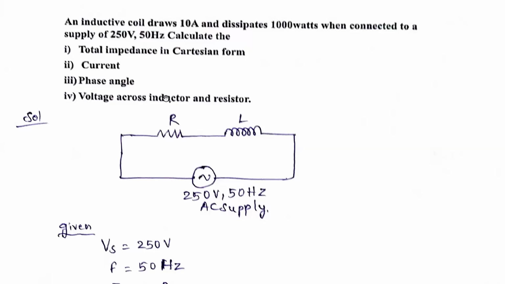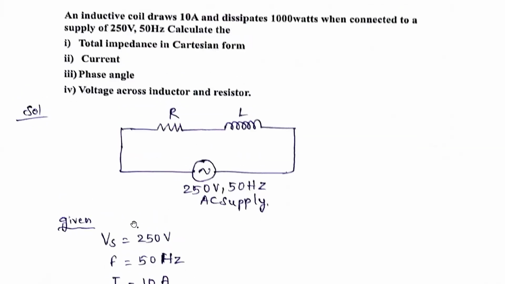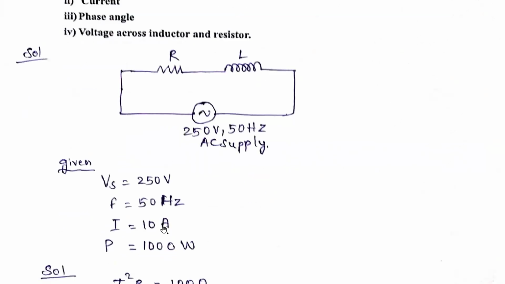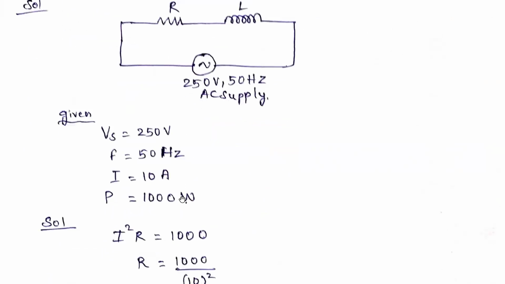So by reading this particular problem, easily you can draw the circuit, that is RL. Resistance is there, inductance is there, connected to a 250 volts, 50 hertz AC supply. So what are the given terms? Source voltage is given, that is 250 volts. Frequency is given, that is 50 hertz. Current drawn is given, that is current is equal to 10 amperes. And another one is power. Power is given as 1000 watts.